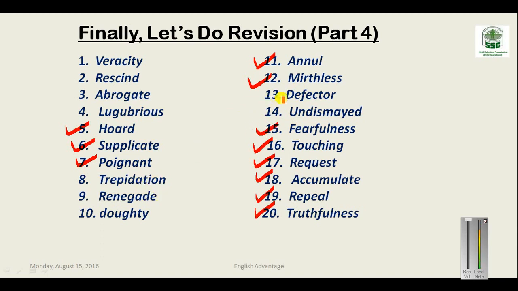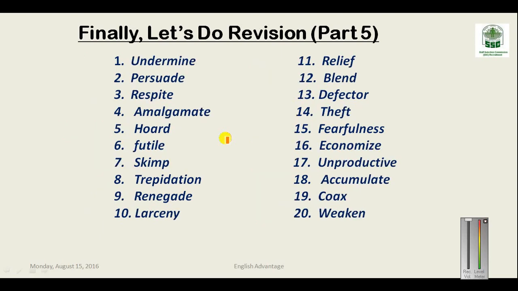Renegade. What do you mean by renegade? Defector. Traitor. Doughty means... What do you mean by doughty? Doughty means somebody undismayed or fearless. Now let us look at the next part, or last part you can say, part 5. Undermine. What do you mean by undermine? Undermine, when you weaken something, this is called undermine. This is the opposite of strengthen.